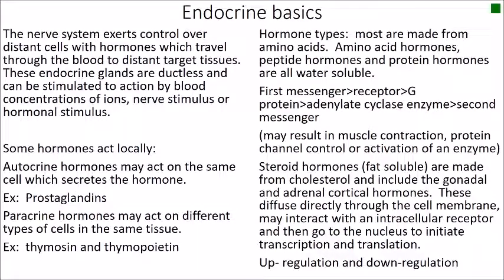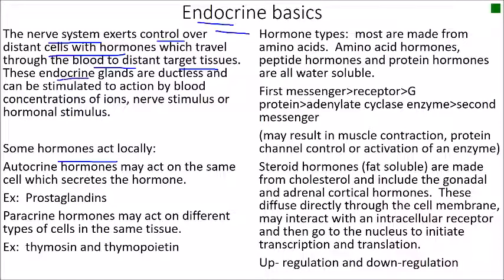Let's hang out together for just a few minutes and learn more about the endocrine system, y'all. The nervous system exerts control over distant cells with hormones. These travel through the blood to distant target tissues. As a matter of fact, it doesn't always have to be a distant target tissue. Some hormones do act locally, and we are going to talk about those in a minute.